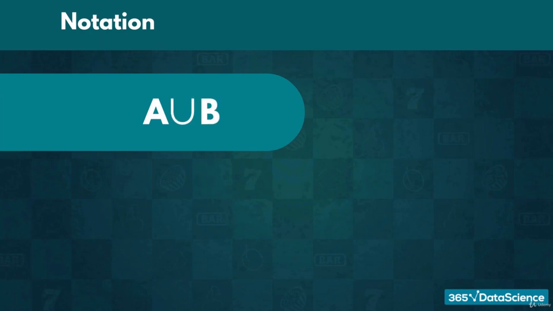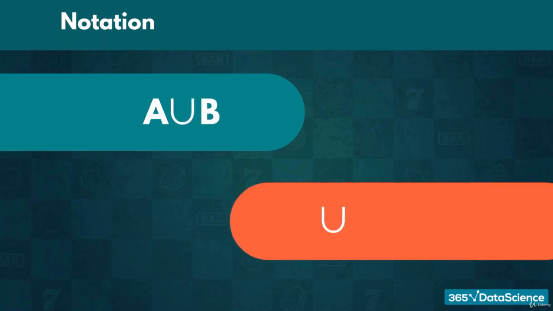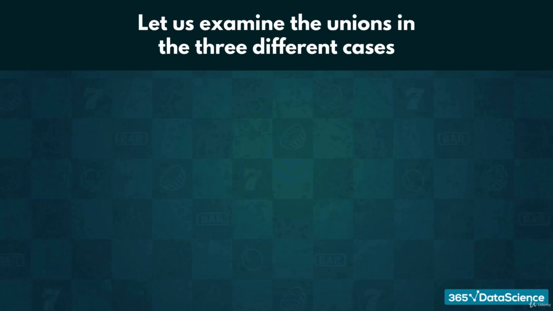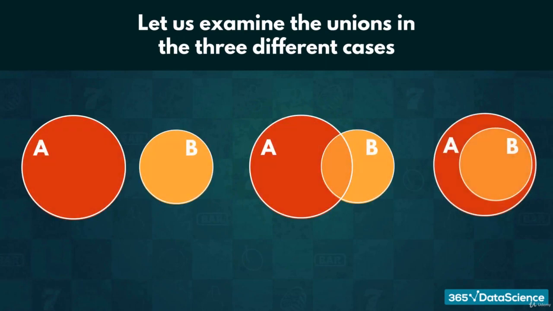The symbol we use is just the intersection symbol flipped upside down. To avoid confusion between the two, remember the symbol for union resembles a capital letter U. Okay, let us examine what the unions would be in the three different cases.